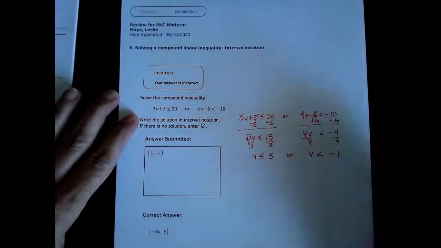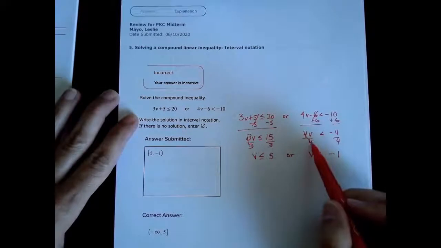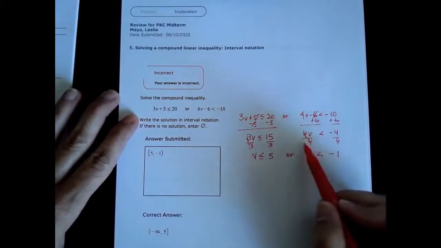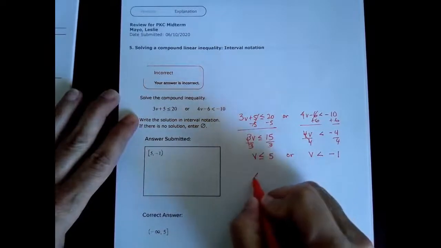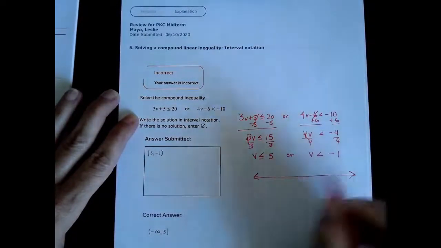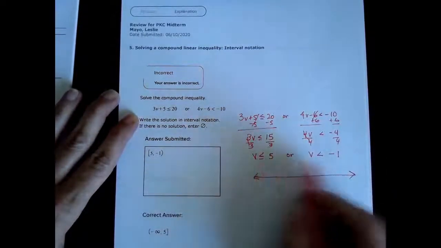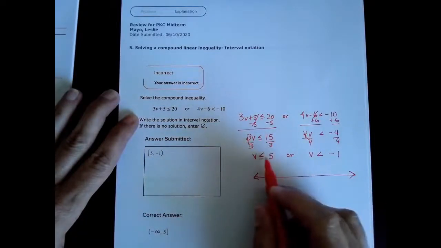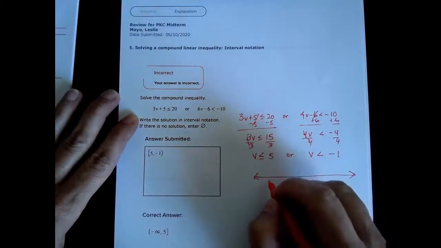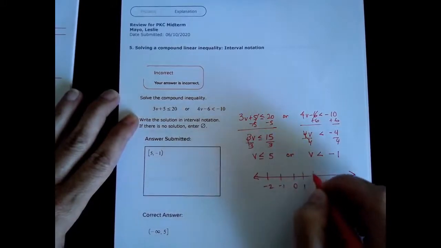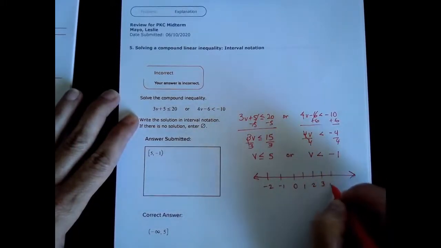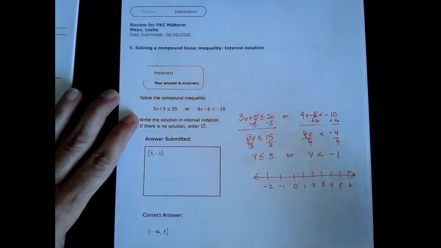Okay? So if you'll notice right here, I do not reverse my symbol because I divided by a positive, not a negative. Okay? So now, I'm going to draw a number line, and I'm going to illustrate both of these on the number line. So I know I'm going to need a -1, and I know I'm going to need a 5, so I can see all that. So I'm going to start at -2, -1, 0, 1, 2, 3, 4, 5, and 6.